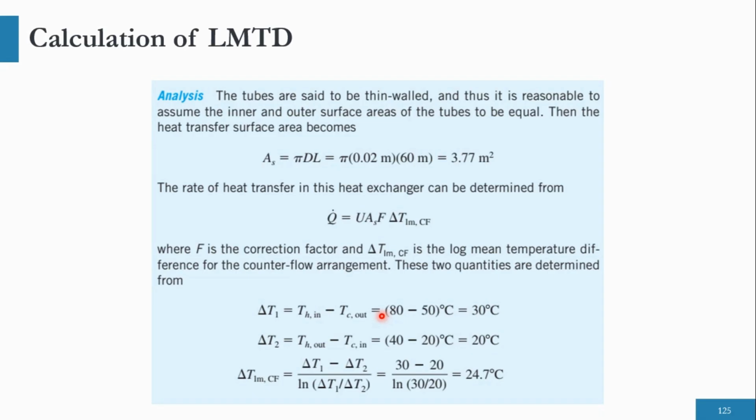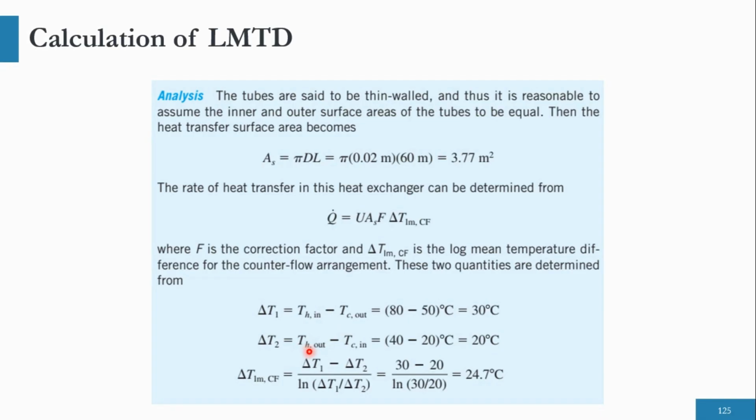So the first thing is to calculate the LMTD, and you see the LMTD formula is delta T1 minus delta T2 divided by natural log of delta T1 divided by delta T2. Accordingly, we know delta T1 is TH in minus TC out. So the hot stream inlet temperature is 80 degrees centigrade, the cold stream outlet temperature is 50 degrees centigrade, delta T1 comes out to be 30.